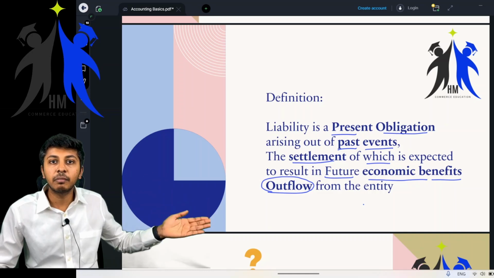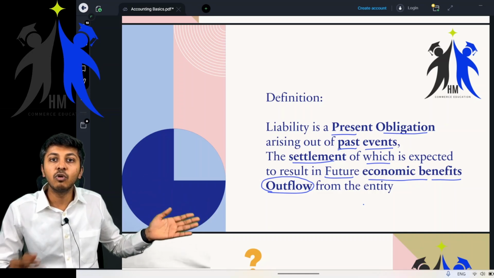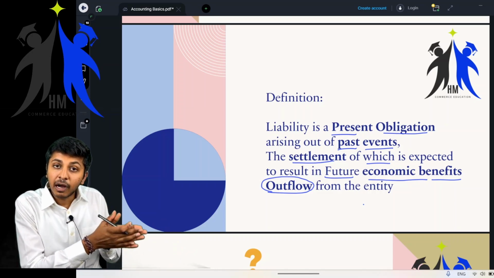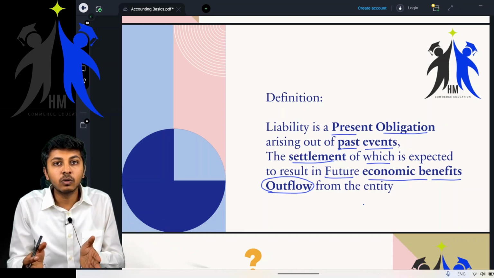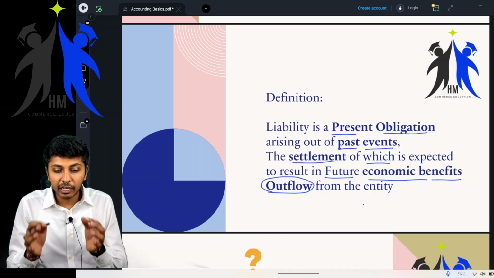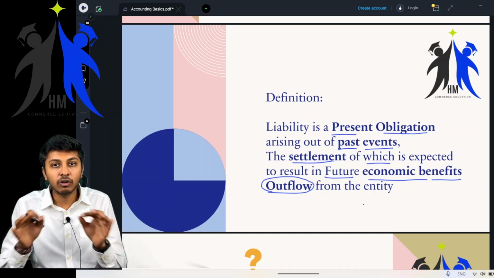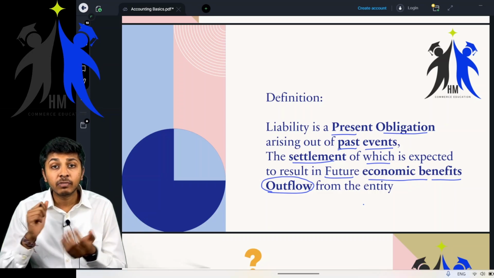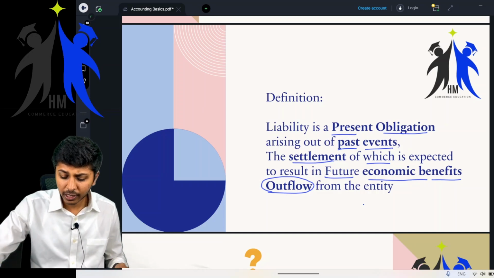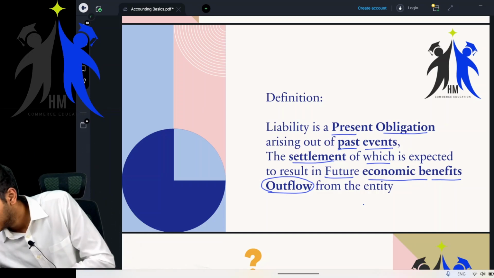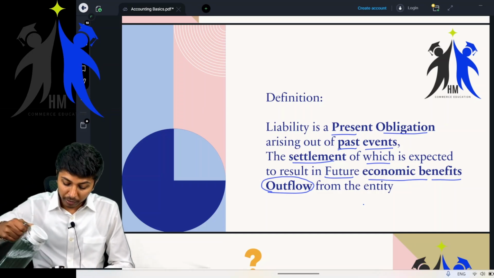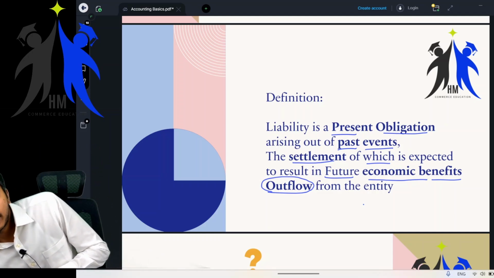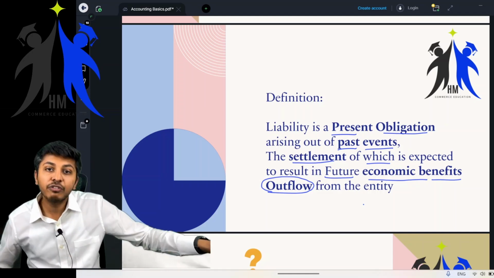So you have done something in the past. Correct? Some loan you have taken for something. So that past event is giving you some karma now, that is your present obligation. And if you settle this obligation, what will happen? Future economic benefits will go out of your entity.